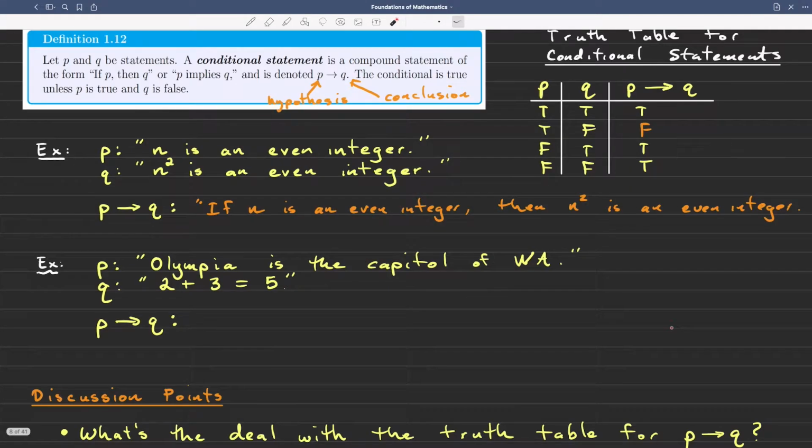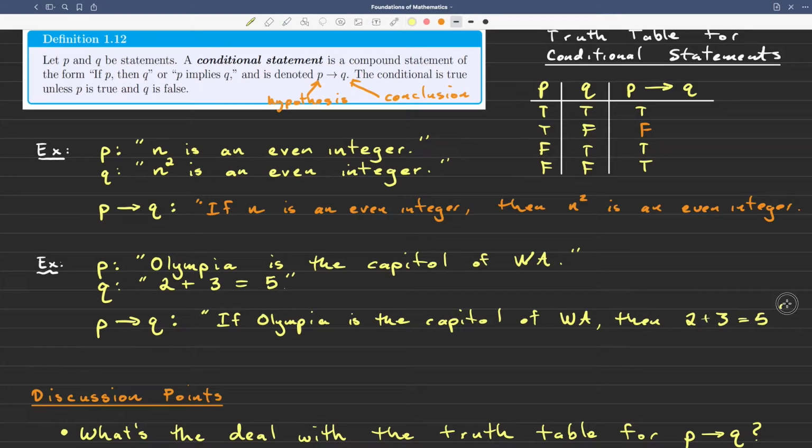and then we put the statement Q after the then. Here's another example, which may seem a little repetitive, but I have a reason for doing this second example. We have two statements, both of which can be verified as either true or false. P is Olympia is the capital of Washington, and Q is the statement 2 + 3 = 5. So we can form the conditional statement P implies Q as: if Olympia is the capital of Washington, then 2 + 3 = 5. Again, all we did was take the two separate statements, put Olympia is the capital of Washington after if, and 2 + 3 = 5 after then. So we've got P implies Q.